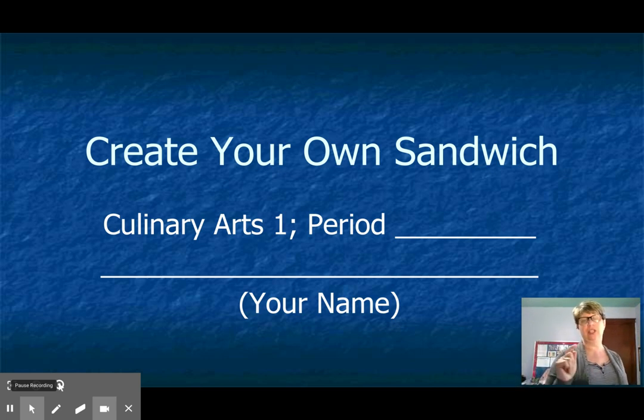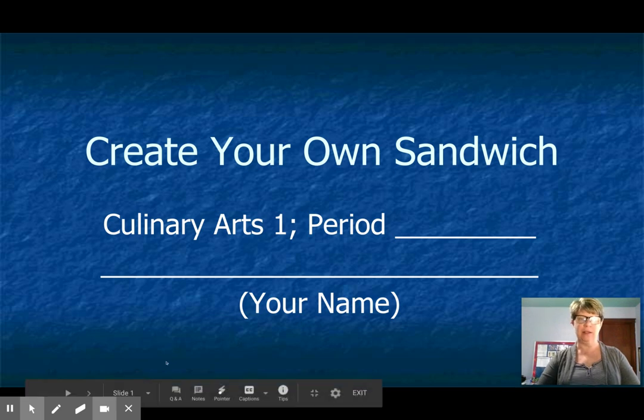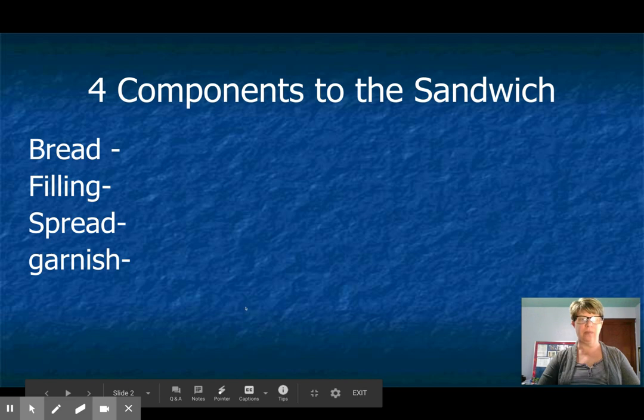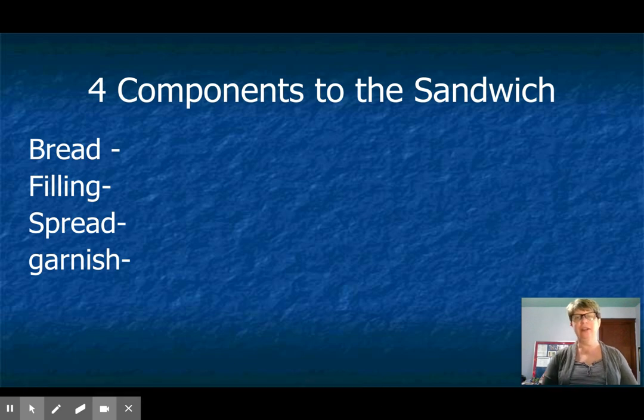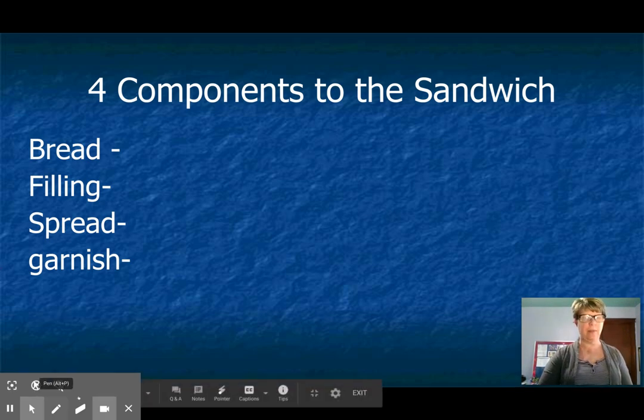Creating your own sandwich, based on what you have learned about sandwich making and the four components of a sandwich. I'd like to see what you guys create. So here's the assignment that I want you to do. I want you to create a sandwich. Make sure you put your name on it as well as the period so that I know who to grade it to. There are four components to the sandwich: bread, fillings, spread, and garnish. You know that. What I'd like to know is what are you going to do?